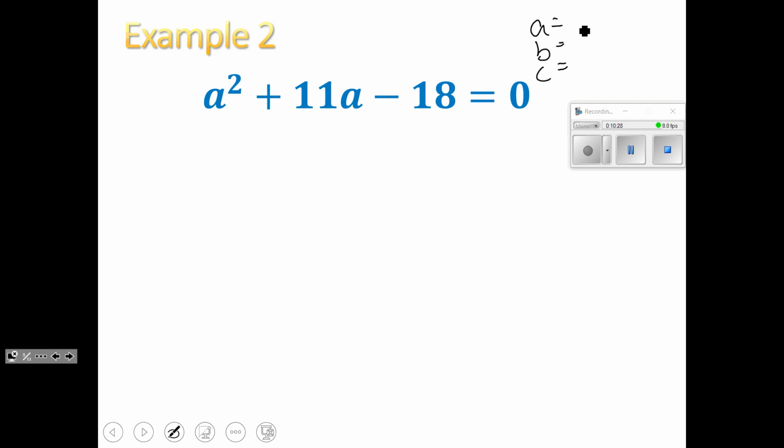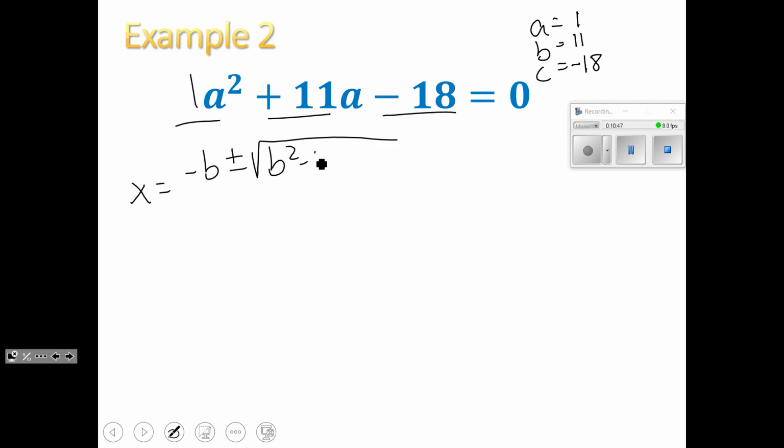A is equal to 1, B is equal to 11, and C is equal to negative 18. Okay, so make sure you carry your signs. And there's your 1 right there. So let's write our formula down. X equals negative B plus or minus the square root of B squared minus 4AC all over 2A. And I would write the formula every time.